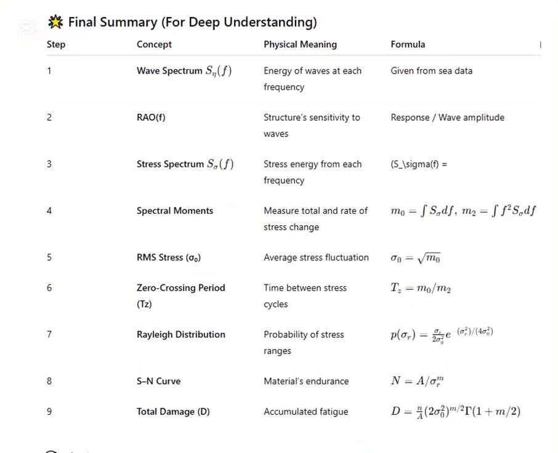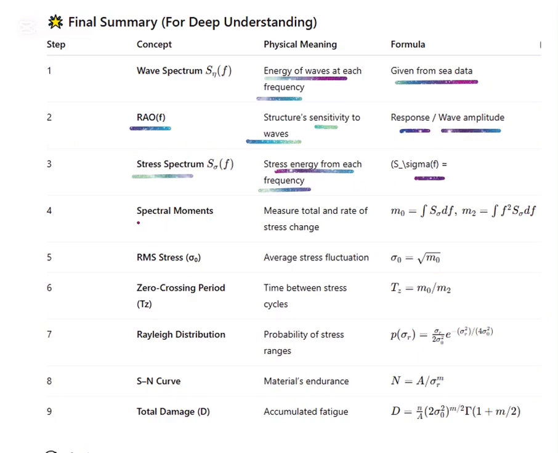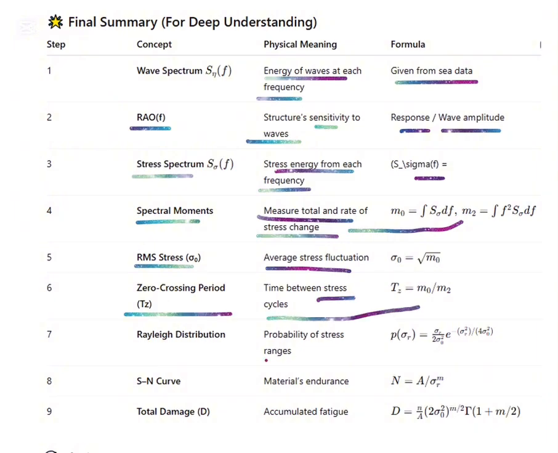Final summary: the wave spectrum tells us the energy of waves at each frequency, given from the sea data. RAO is the structure's sensitivity to the waves, the response per wave amplitude for each frequency. Stress spectrum gives the stress energy from each frequency, and spectral moments measure the total and rate of stress change. M naught is the total stress variance, and RMS is the average stress fluctuation. Zero crossing period is the time between the stress cycles, the square root of m naught by m2. Rayleigh distribution gives the probability of stress ranges, the S-N curve gives the material's endurance, and then damage accumulates.